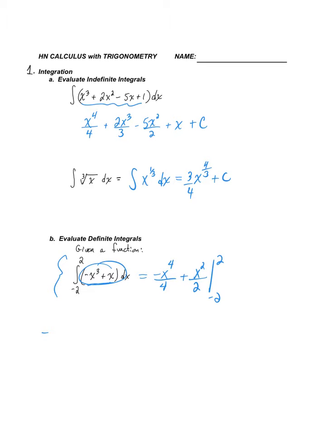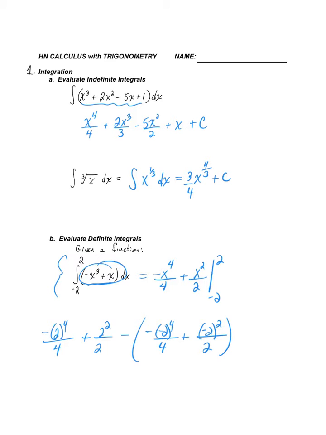Negative, the opposite of 2 to the fourth over 4 plus 2 squared over 2. And then we subtract what we get when we plug in -2: the opposite of -2 to the fourth over 4 plus -2 squared over 2. So again, the 2 got substituted here and here, and then we subtract what we get when we plug -2 in for those spots.